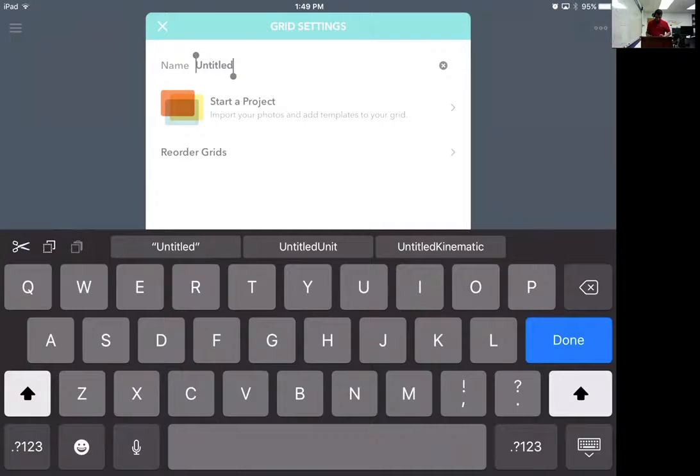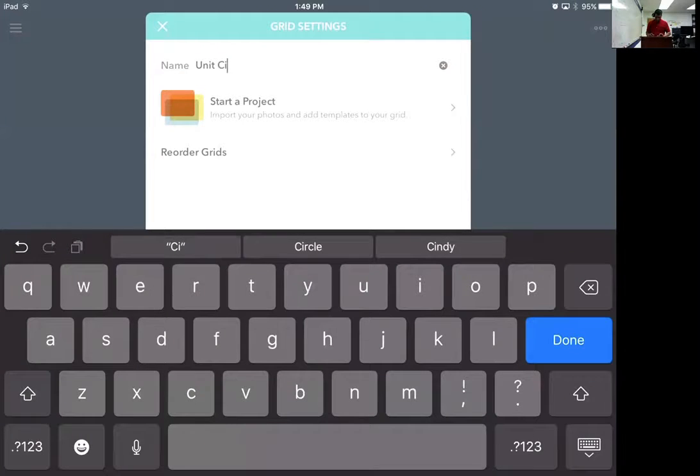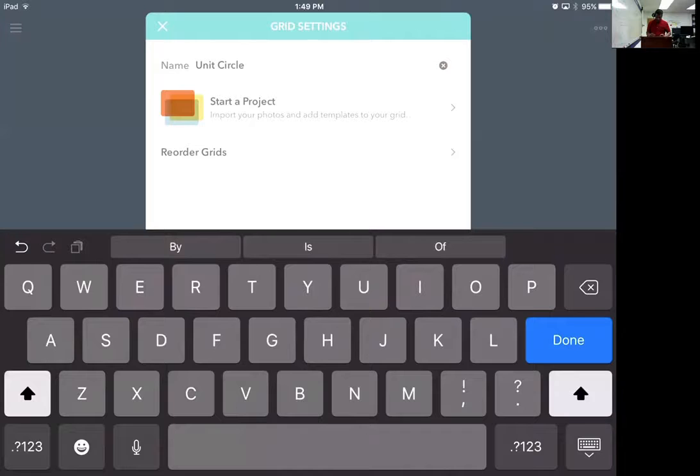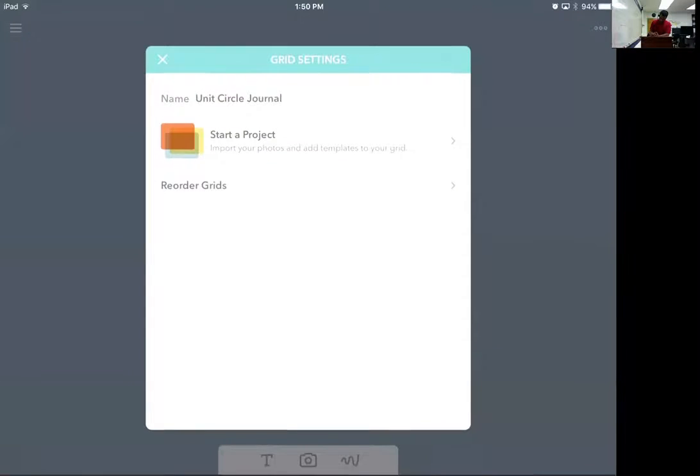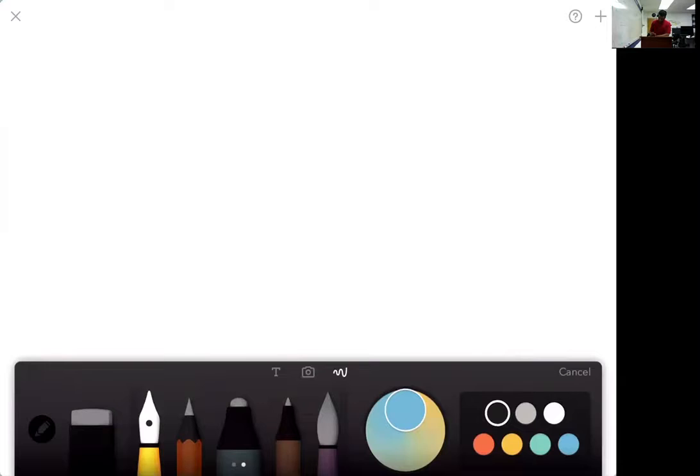procedures as well. So what do I have? This is the unit circle. And I'll just call it journal. Okay, so I'll say done, hit my X mark, then select this little squiggly line on the right-hand side, choose a pencil. But before I even do that, I'm going to, what should I do here?